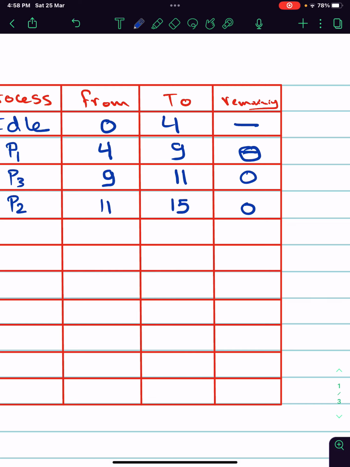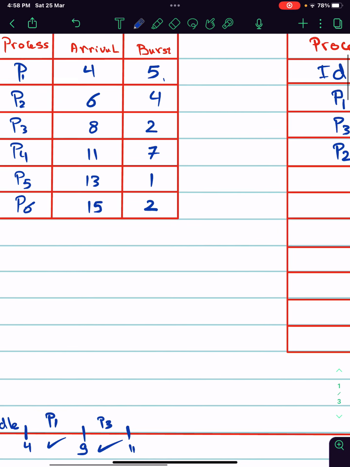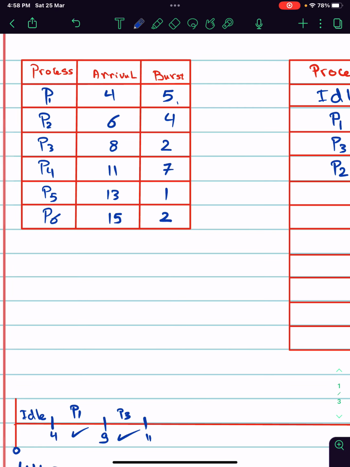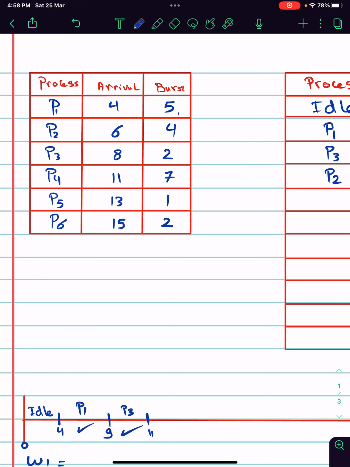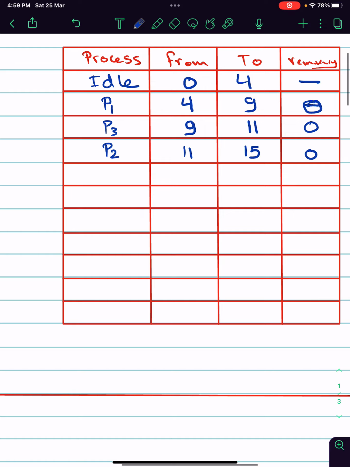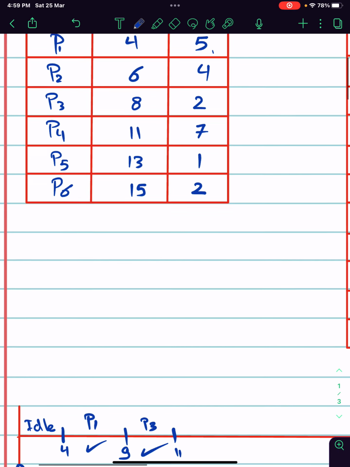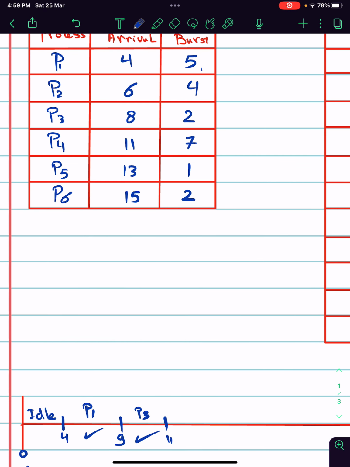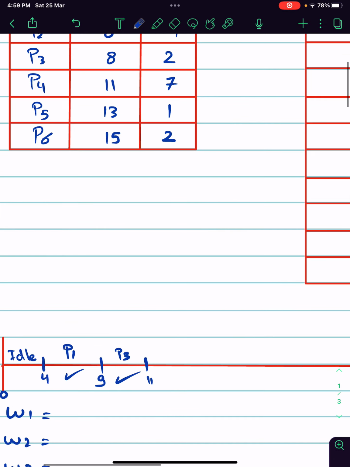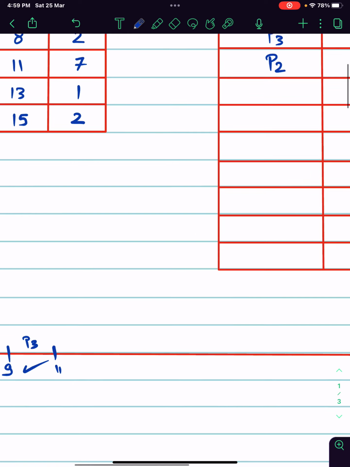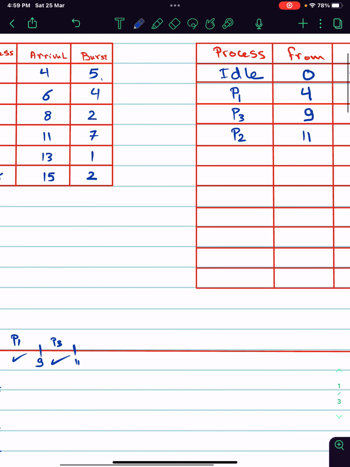Why is the remaining time 0 again? Because they are non-preemptive, assuming that none of them is I/O bound. So now we finished at time 15. So at time 15, we have a few available processes. Okay, let me draw this. I forgot to draw that down there. So from 11 all the way to 15, you have here P2, and P2 is done.